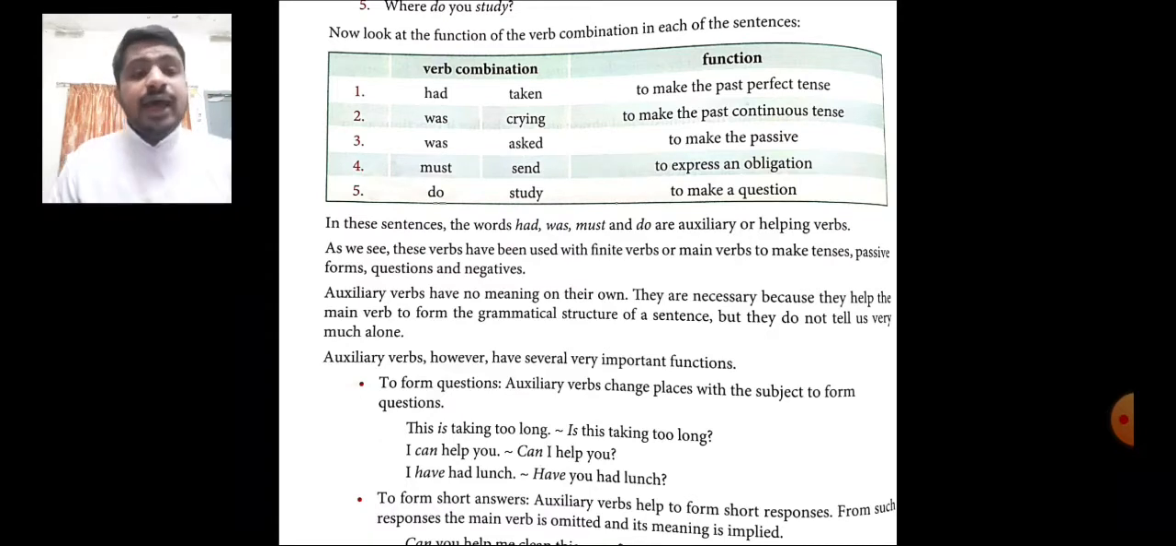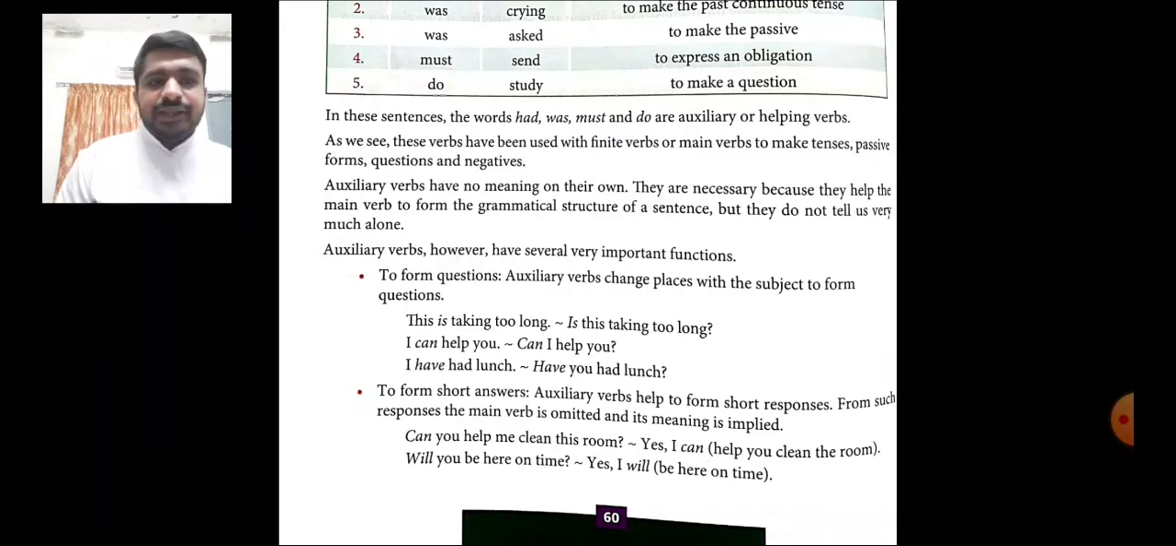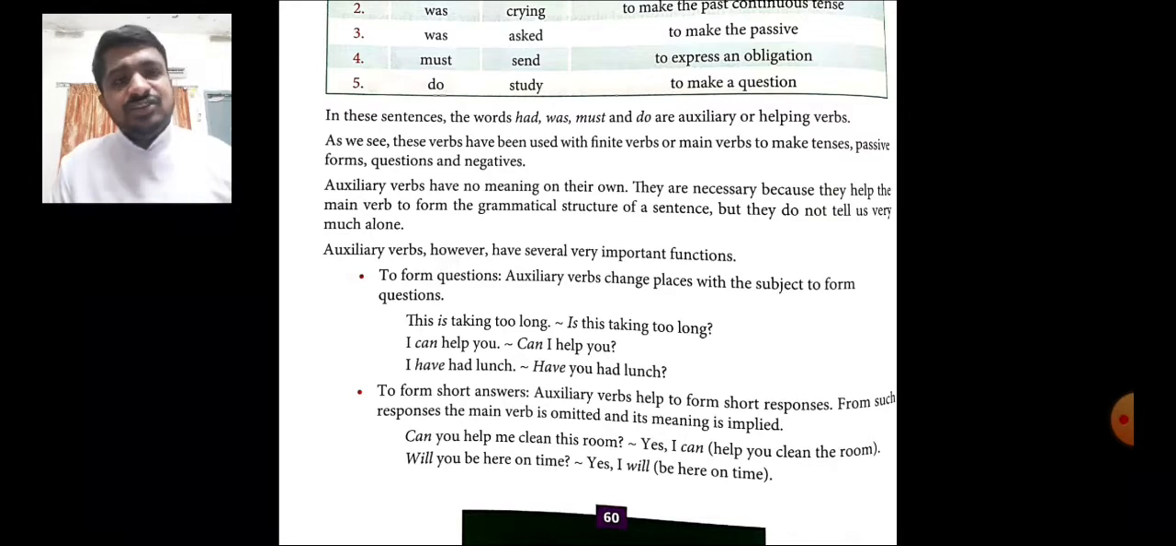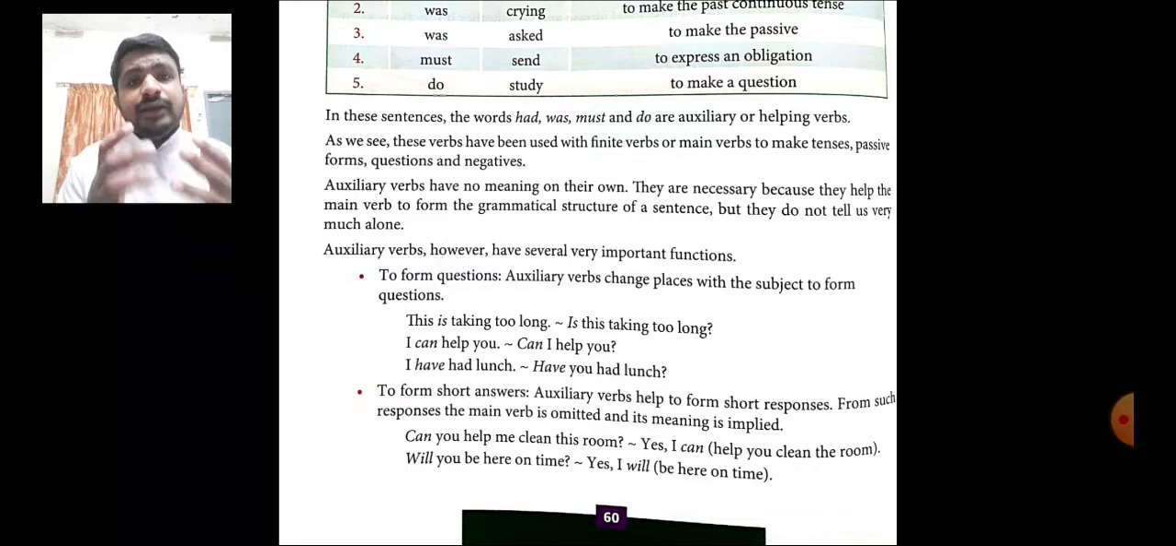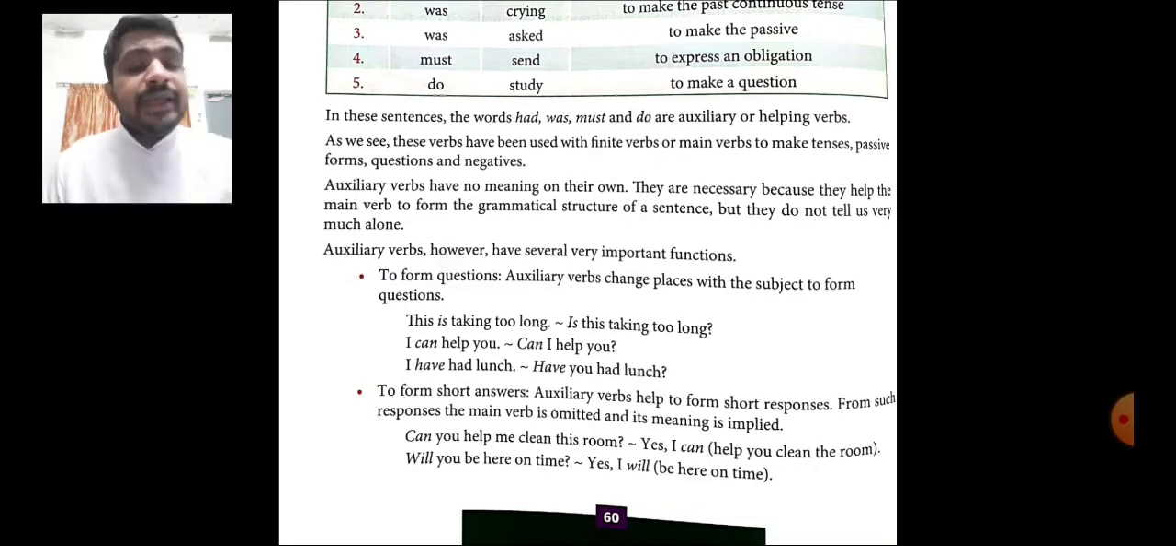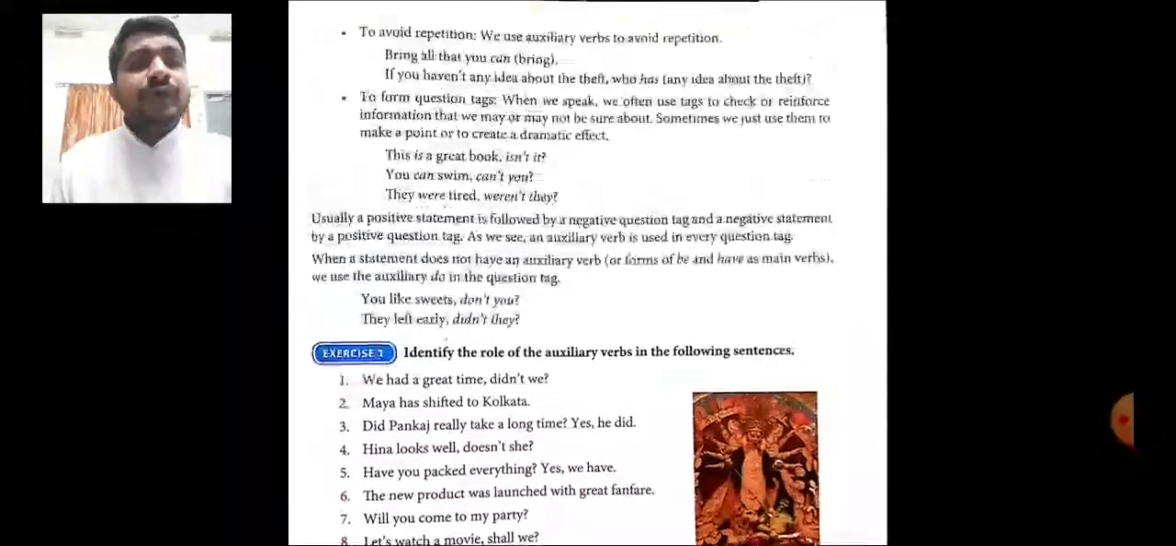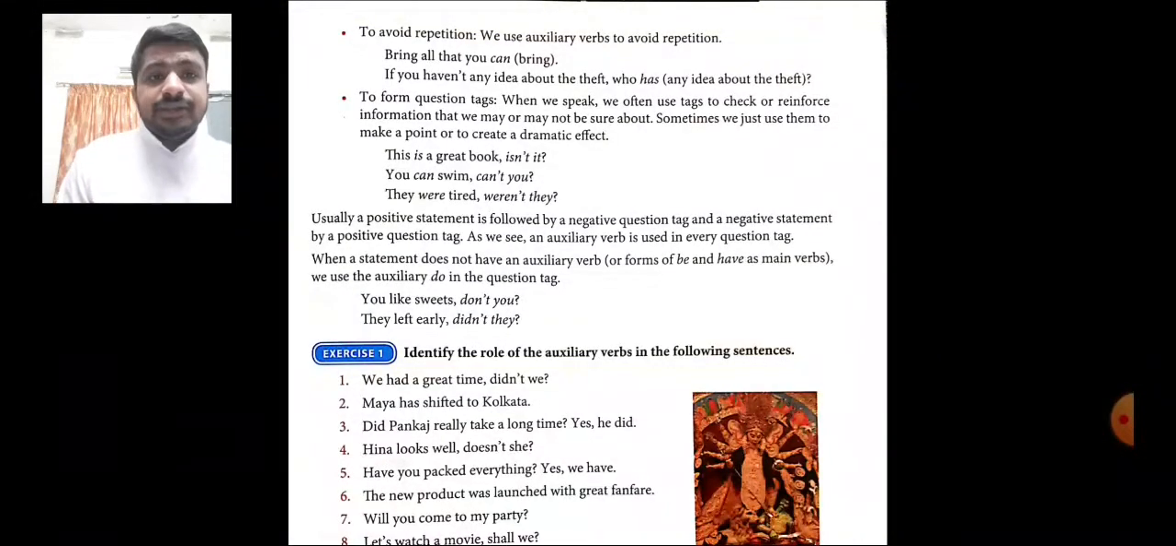Then, to form short answers, we can use the auxiliary verbs. For example, can you help me to clean this room? Yes, I can. Now, what is happening there? The main verb is omitted in the response, and the meaning is implied by using the auxiliary verb. Will you be here on time? Yes, I will. Here the auxiliary verb has become the main verb. And to avoid repetition, we use the auxiliary verbs.